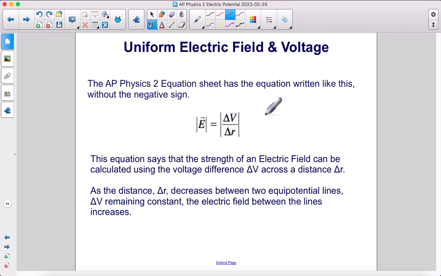The AP Physics 2 equation sheet has the equation written like this without the negative sign. This equation says that the strength of an electric field between two plates, like this, can be calculated using the voltage difference across a distance. So let's say this has V and this is 0. This will have a delta V equal to that voltage, and the closer these plates are together, the stronger the electric field that will exist between the plates.